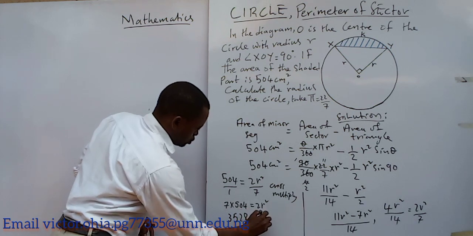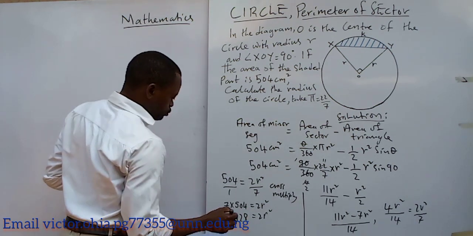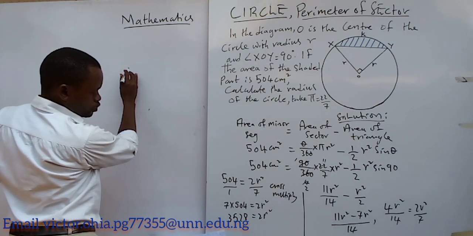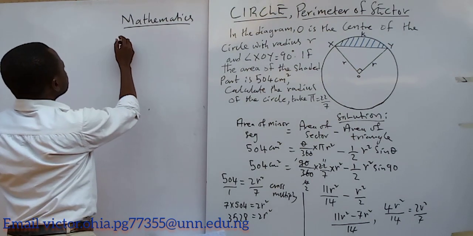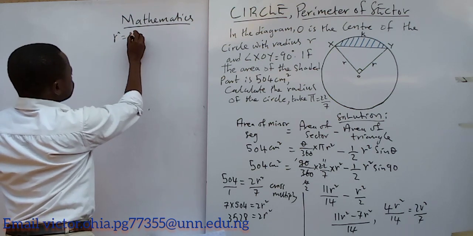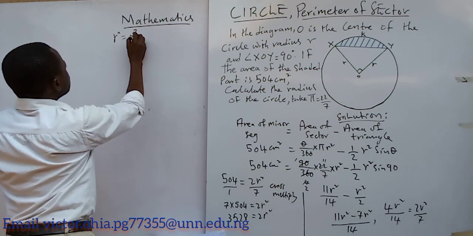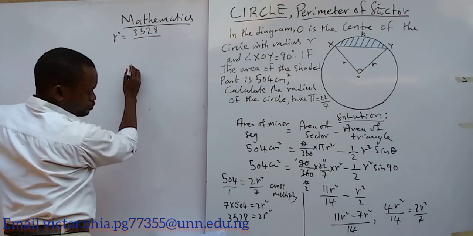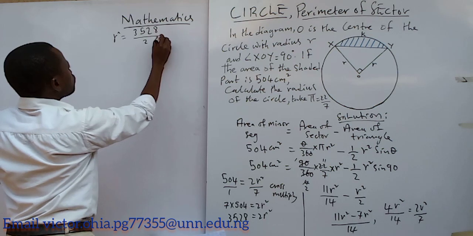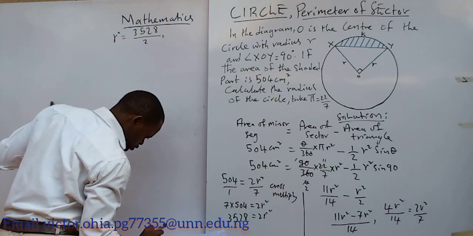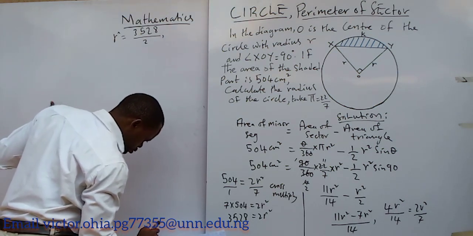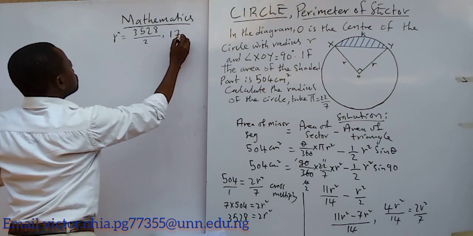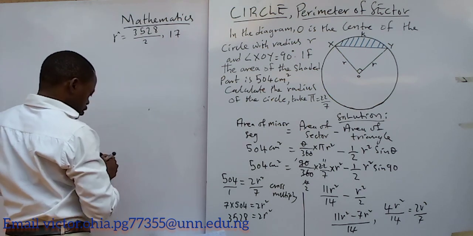3528 equals 2r squared. So I can divide both sides by 2. If I divide both sides by 2, I will have r squared equals 3528 over 2. So that divided by 2 gave me 1764. That is r squared.